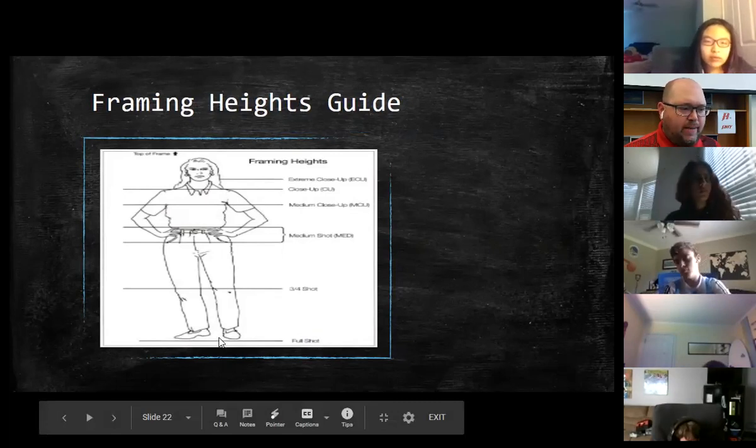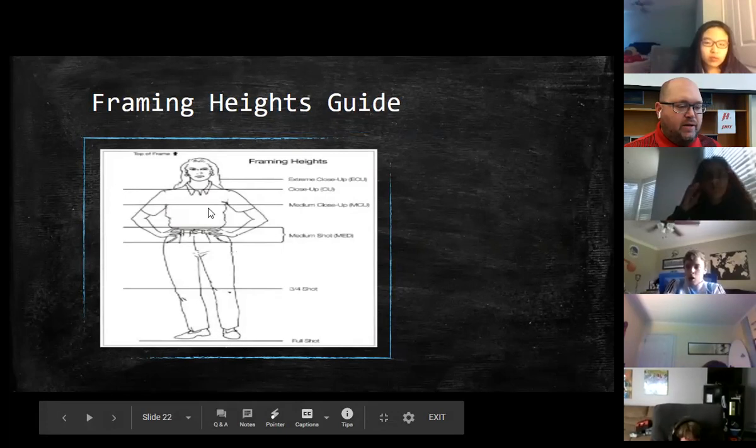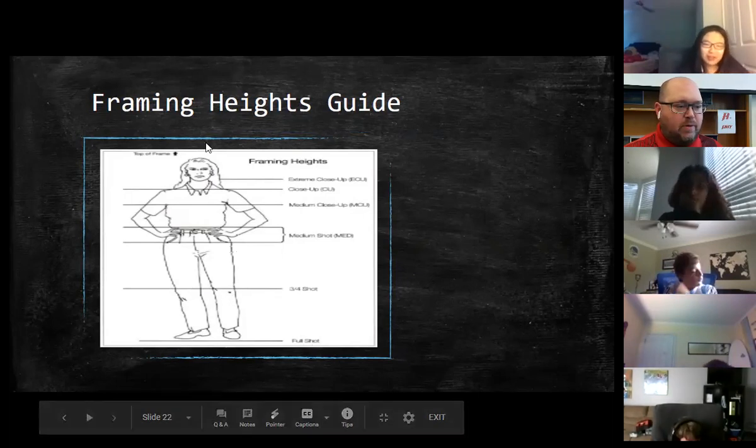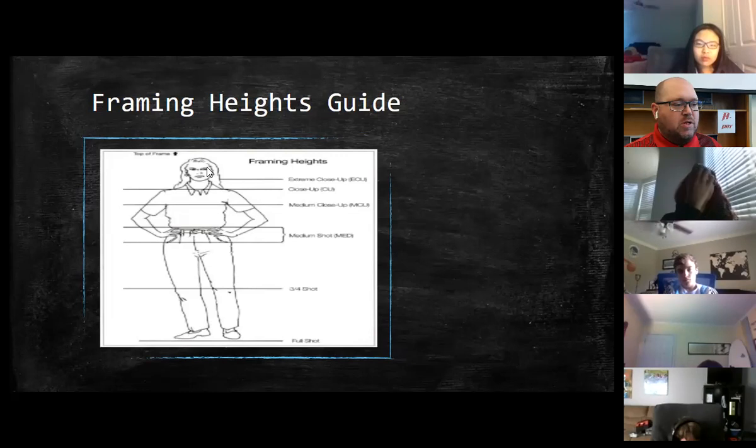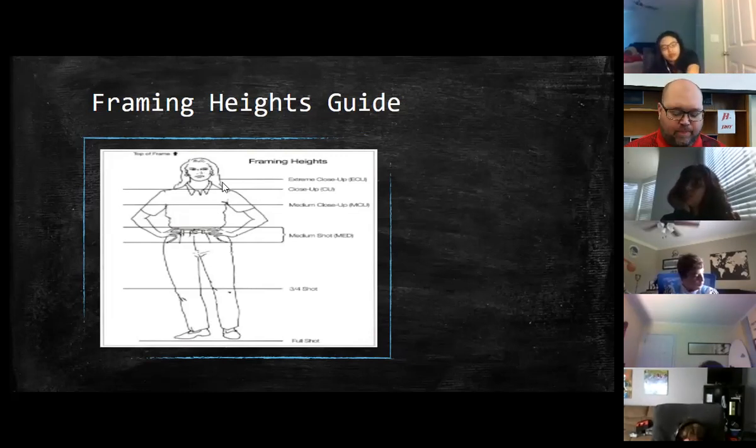A full shot means I'm showing from head to toe. If it's a 3/4 shot, my cutoff point is at the knees, so that's from the knees up. Medium shot is from the waist up. Medium close up is from the chest up. Close up is from the neck up. Extreme close up is zoomed in onto some specific physical feature of that human face.